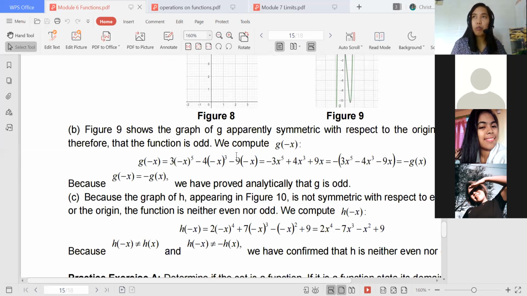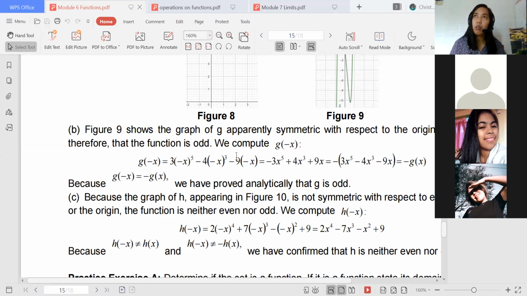So, meron tayong different types of functions: linear functions, quadratic functions, square root functions, rational functions, and they are under algebraic or polynomial functions. And we also have another types. We have transcendental functions, and under transcendental, we have trigonometric functions, inverse trigonometric, exponential, logarithmic, and they are under transcendental.